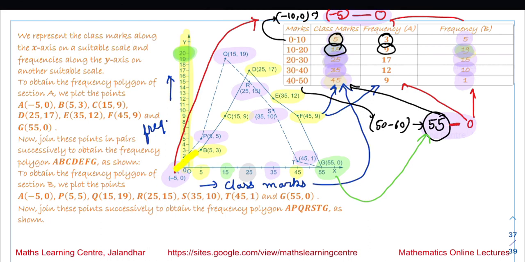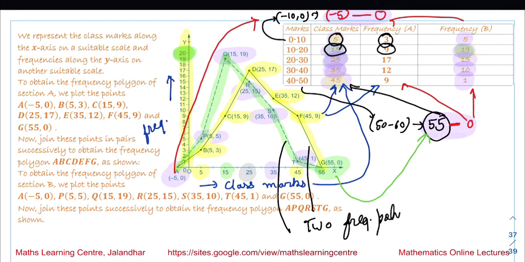Then we have joined these points. We have joined A to B, B to C, C to D, D to E, E to F, and F to G. So this is one frequency polygon. And second, we have joined the point A to P, P to Q, then Q to R, R to S, S to T, and this is the second frequency polygon. So these are the two frequency polygons that we need to find.